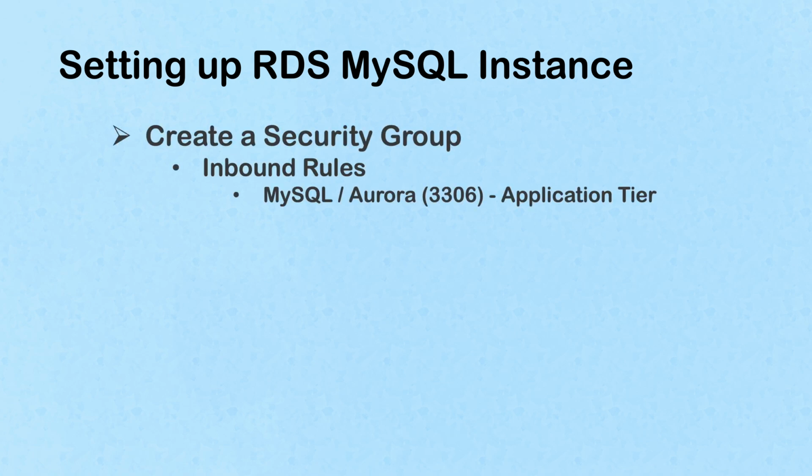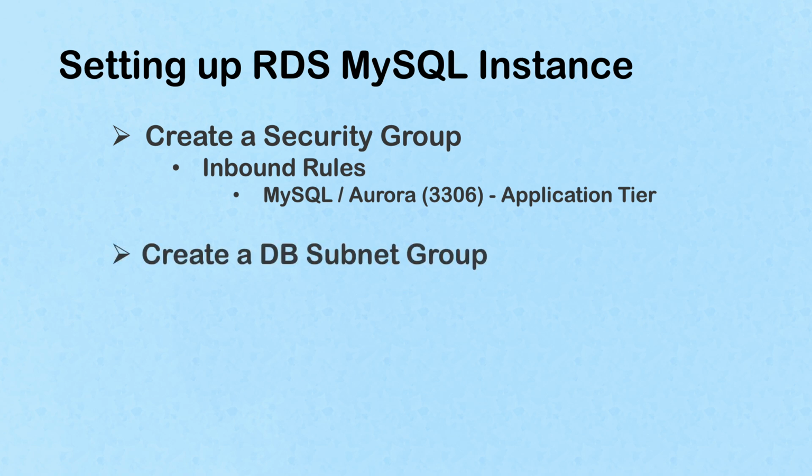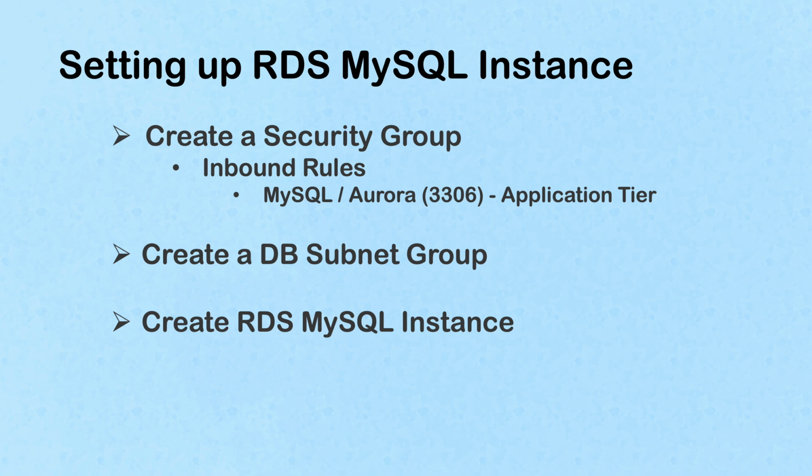We'll start by establishing the data tier with an RDS MySQL instance. To begin, we'll create a security group for the RDS instance, allowing inbound MySQL traffic from the application tier security group. Next, we'll define a DB subnet group specifying the availability zones and private subnets for the RDS instance. With these components in place, we'll create the RDS MySQL instance.